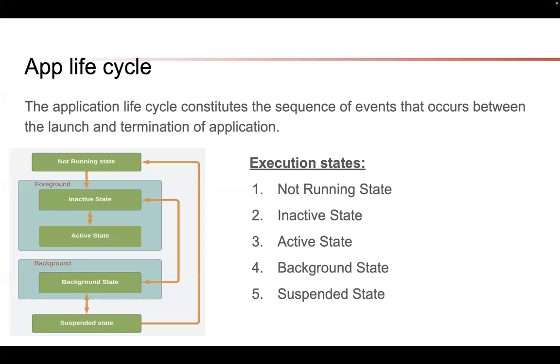The application life cycle has a total of 5 execution states, as shown in the diagram. The first one is the not running state. This is the default state, because your application is not opened; it's installed and we can see it on the user's home screen.